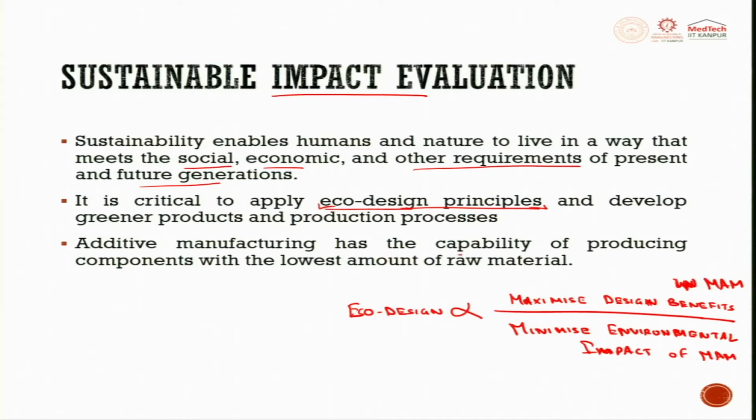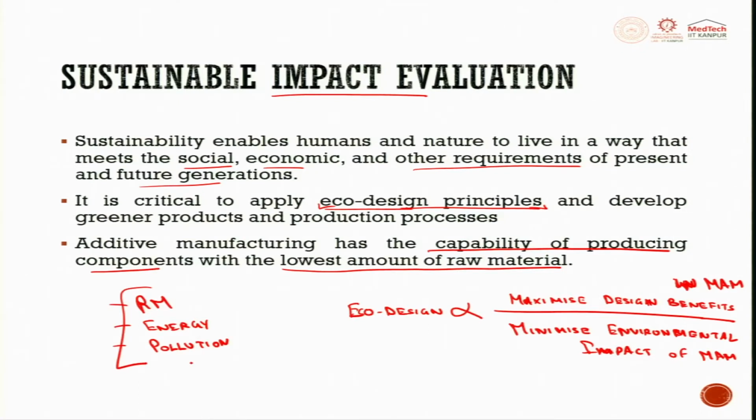Now, additive manufacturing has the capability of producing components with the lowest amount of raw material, right. We will talk about raw material, we will talk about energy, and somewhat also we will touch pollution. So, these are the major factors that contribute to the environment or that are the indicators of the sustainable design. So, raw material, energy and pollution being the major factors or the indicators that determine the sustainable index of a product or of a process.